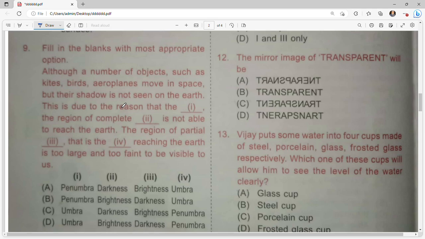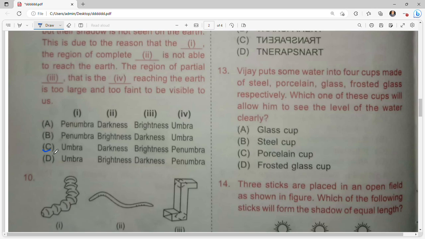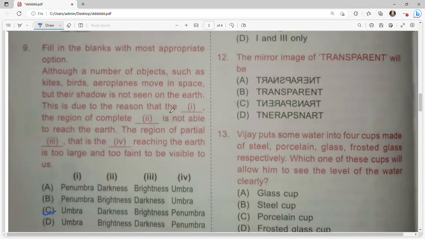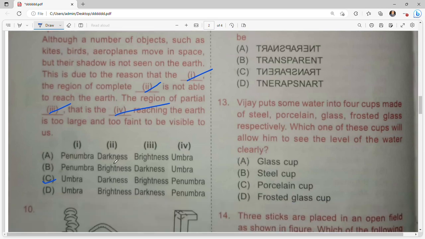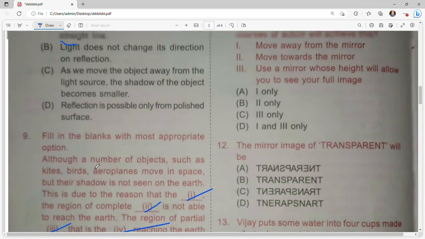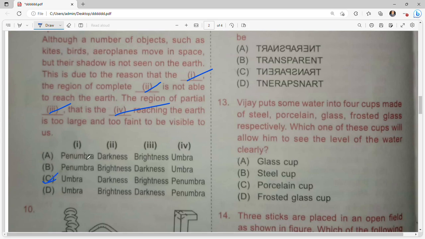be visible to us. So the correct answer for your question number 9 is option number C, which is umbra, darkness, brightness and penumbra, which means that umbra is the right answer for the first blank, darkness is for the second, brightness is for the third and penumbra is for the fourth. So the correct answer for question number 9 is option number C.